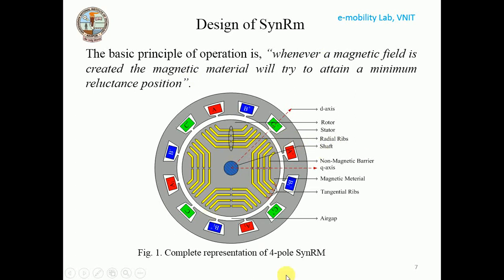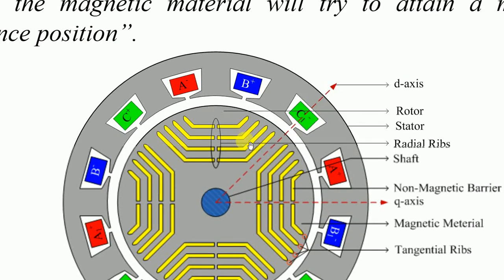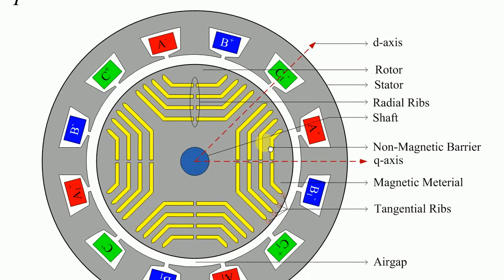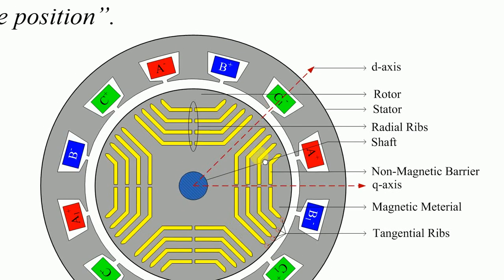This is a general four-pole structure of synchronous reluctance motor. Let me zoom out for you. Now you can see here we have two axes. One is the D axis, another is the Q axis, which are electrically 90 degrees apart from each other. These yellow regions are air gap, and these other regions are iron, meaning your conventional laminations.